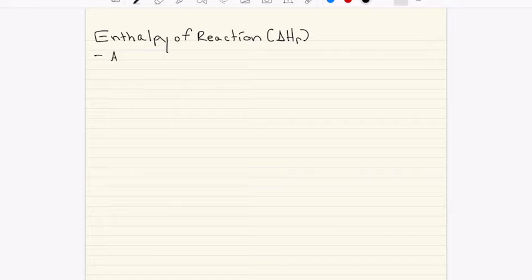Let's begin Chapter 9 by discussing the enthalpy of reaction, abbreviated as delta HR. Now in the book, you'll see delta HR also referred to as the heat of reaction. So it's also known as heat of reaction.